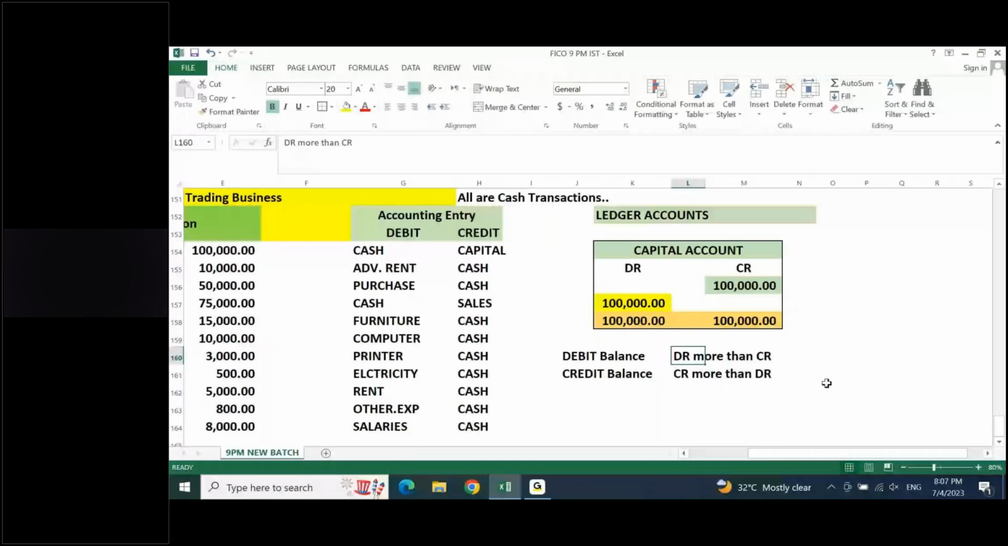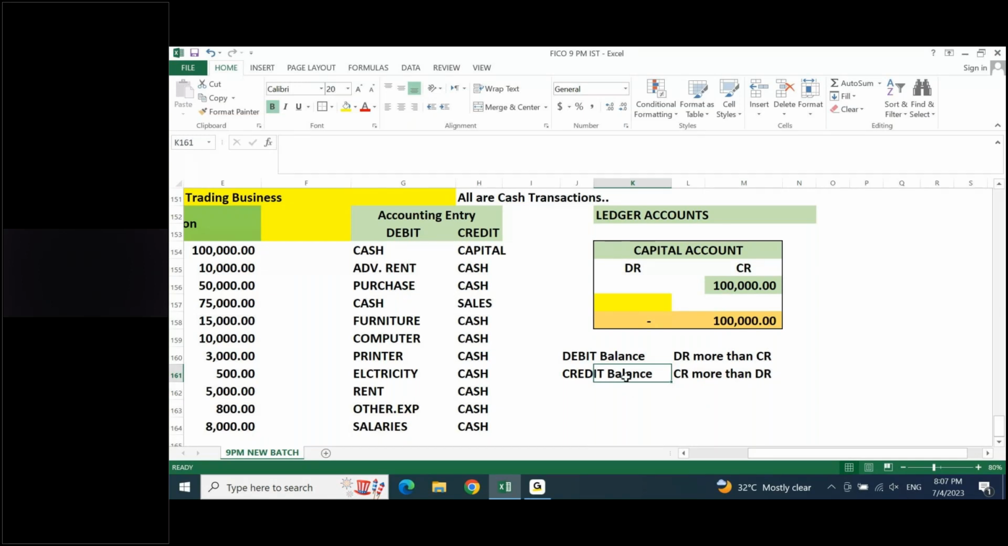In this capital account, when you write from the transaction, you have written only this. When you have written only this, you have balance only on the credit side. If your credit is more than debit, then you get credit balance. Correct? Yes, if your credit is more than debit, you are going to get credit balance.